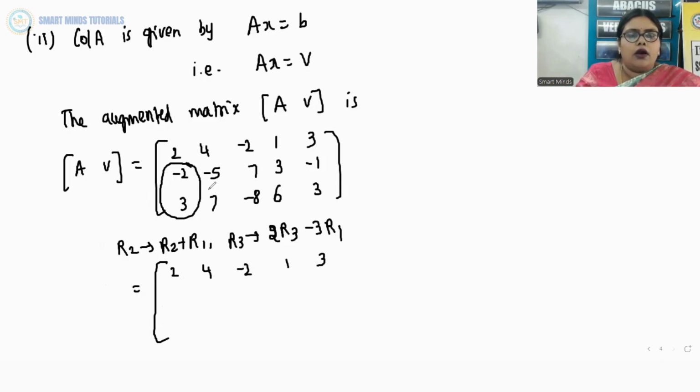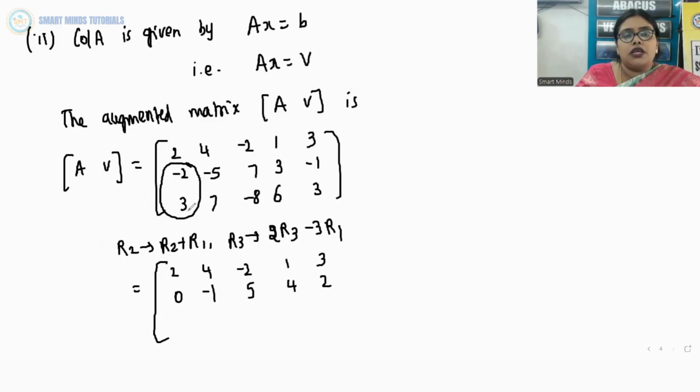Then, how we are changing row 2? Row 2 plus row 1. So, add row 2 and row 1. Minus 2 plus 2 becomes 0. Minus 5 plus 4 becomes minus 1. 7 minus 2 is 5. 3 plus 1 is 4. 3 minus 1 is 2.